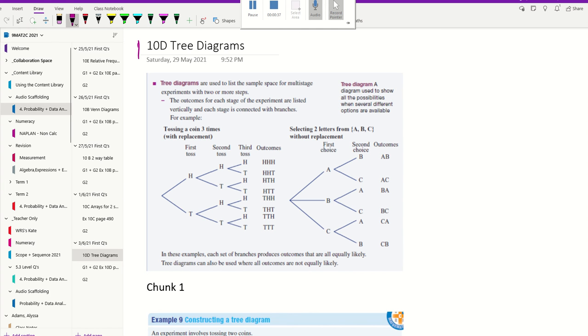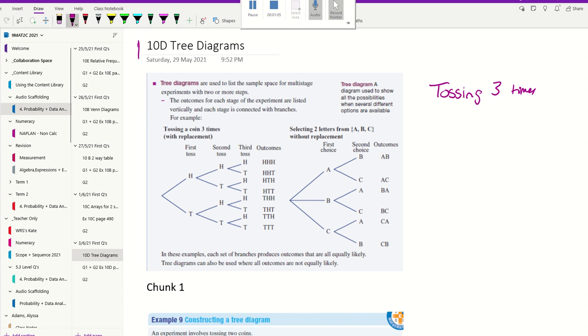So we can do them for 2 steps or for more steps. In our example here, which I'll go through, there are actually 3 steps, but all the exercises we're looking at in this unit will be for 2 steps. So on the tree diagram, we can record the sample space for multi-stage experiments. Now, this one is tossing a coin 3 times.